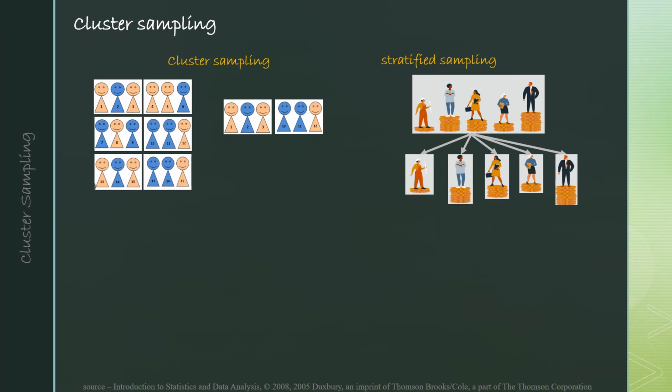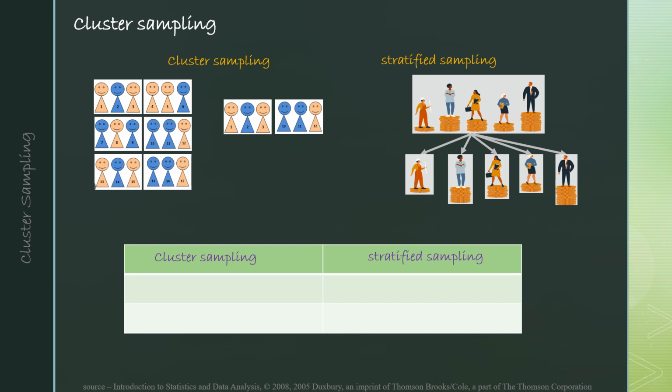The similarity between cluster sampling and stratified sampling is that both work on the concept of subgroups within a population, where subgroup equals clusters in case of cluster sampling and subgroup equals strata in case of stratified sampling. The primary and important difference is that the subgroups are heterogeneous in case of cluster sampling and homogeneous in case of stratified sampling.